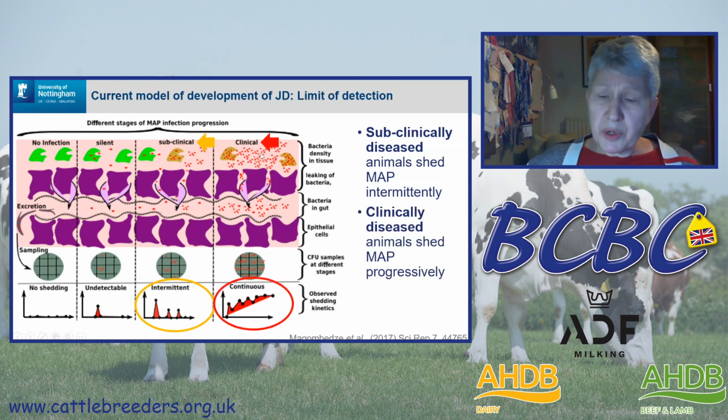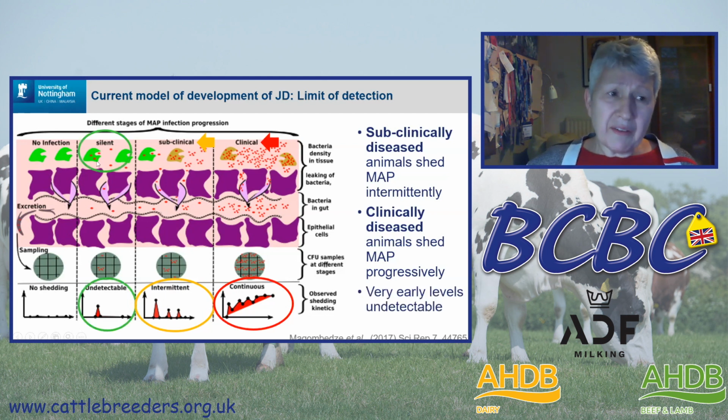Once the animals progress to clinical disease, though, the numbers in the tissue, we know, get higher and higher. So the numbers in the lumen get higher and higher, and so it's more likely we will get a positive sample when we take a fecal sample for culture. So we would get this continuous shedding that increases with positivity over time as the numbers go up and up. So this explains our patterns of intermittent and continuous shedding.